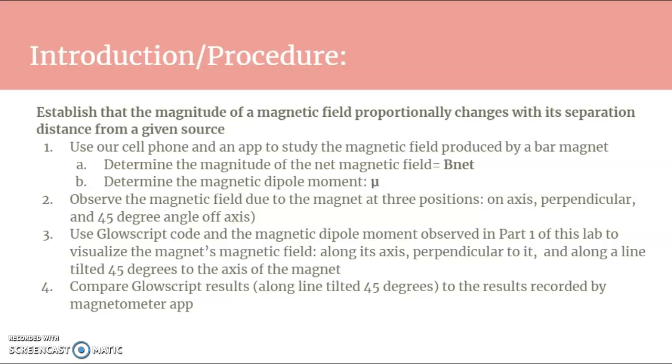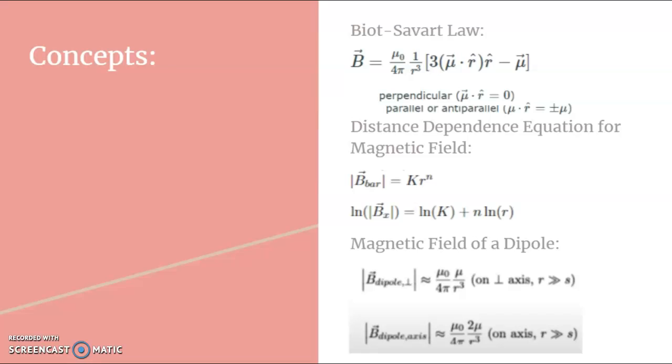Then we utilized our observed data with a Glowscript code to computationally model this, and then we also compared our Glowscript results to the results recorded by our magnetometer app. The important physics concepts that we utilized in this lab were the Biot-Savart law, as you can see here.